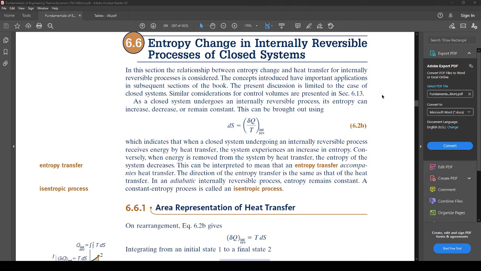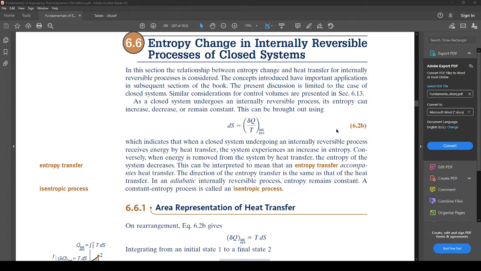As a closed system undergoes an internally reversible process, its entropy can increase, decrease, or remain constant. This can be brought out by using this equation. So dS can either increase, decrease, or remain constant. So this is the entropy change, right? This is what we were just talking about. Entropy change can do all of these.